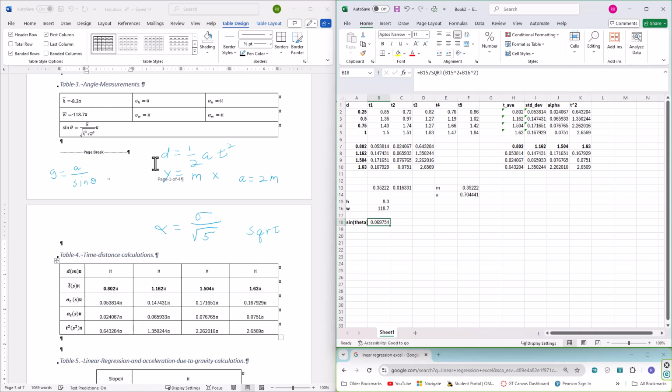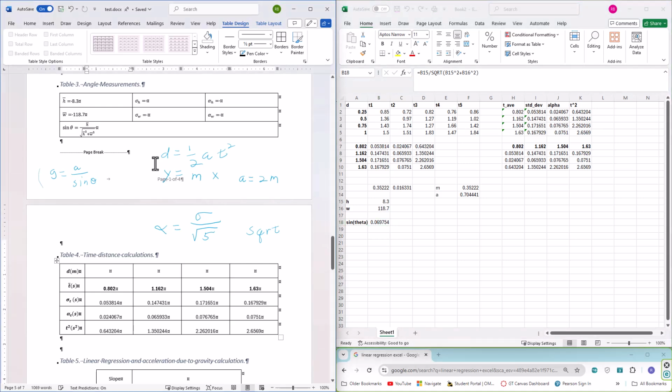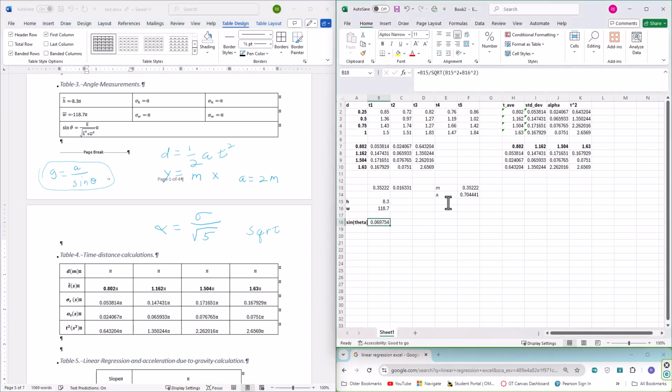Okay, now remember, g is just nothing more than a times sine theta. It's right there. Okay, cool. So we'll put g here, and then g is going to be equal to that number divided by sine of theta. And there, I actually got a g of 10.09. If I was going to put that in here, it would be 10.1, which is reasonable.